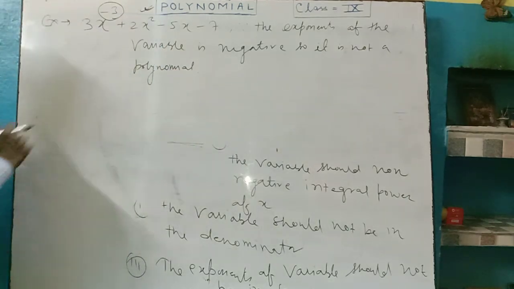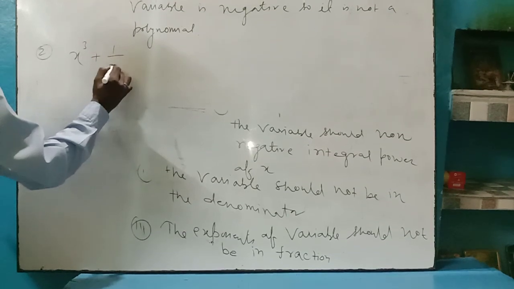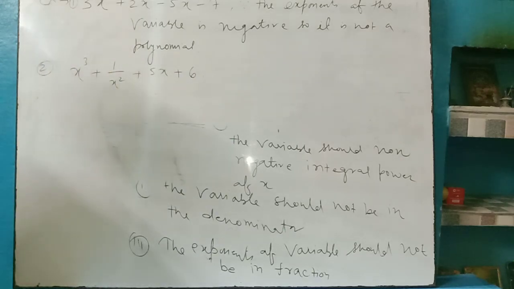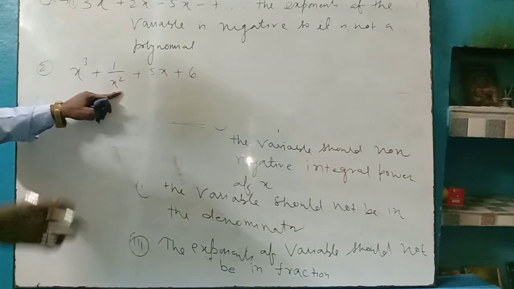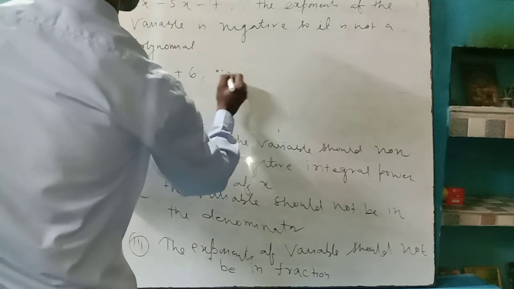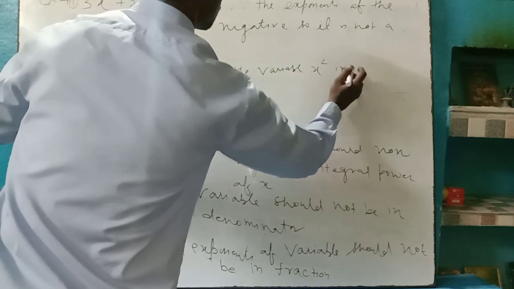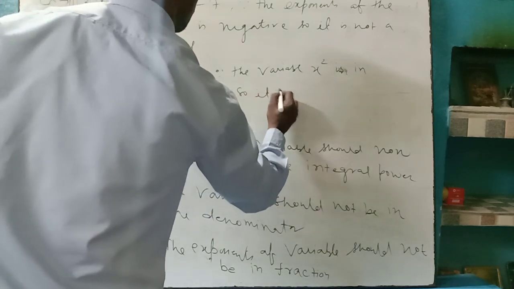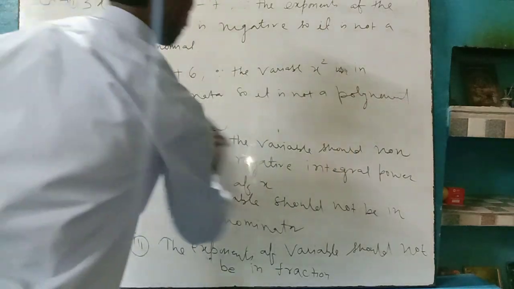Second, is this a polynomial or not? No, this is not a polynomial. Here the variable x square is in the denominator. Since the variable x square is in denominator, so it is not a polynomial.